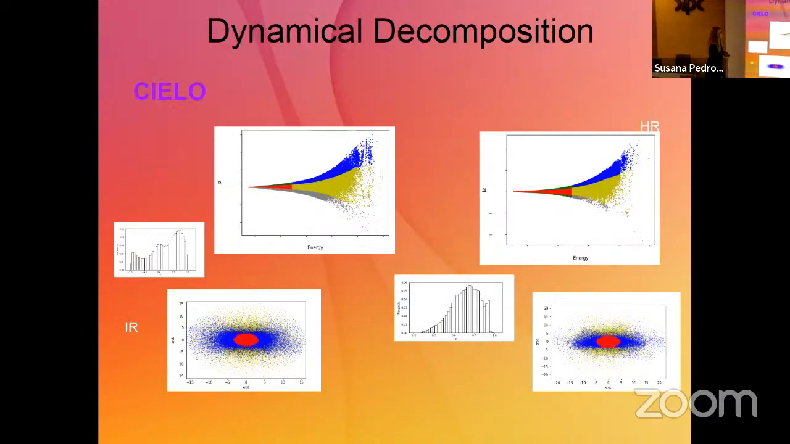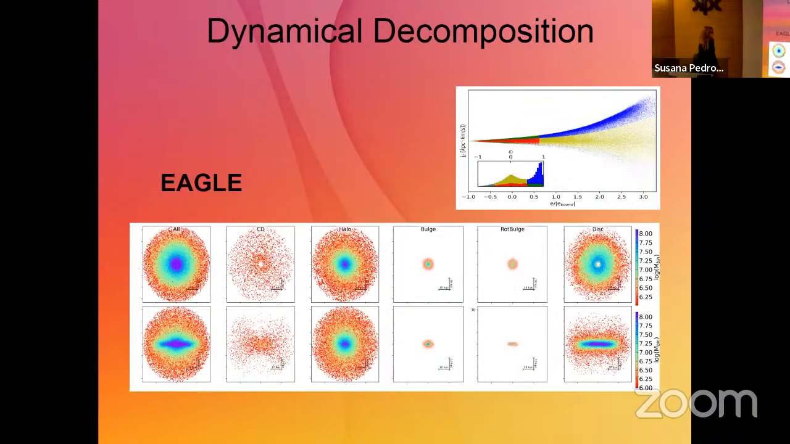Just to show a little about this decomposition, how it looks. These are a couple of galaxies from CIELO. You can see here the angular momentum in the set direction and energy in different colors. The blue one is the exponential disk. The yellow is the stellar halo. The gray one is the counter disk, let's say. The red one is the classical bulge, the dispersed bulge. And here you have something green, the inner disk, or pseudo bulge, the rotating bulge. This is for CIELO, and this is for EAGLE, the same type of distribution.